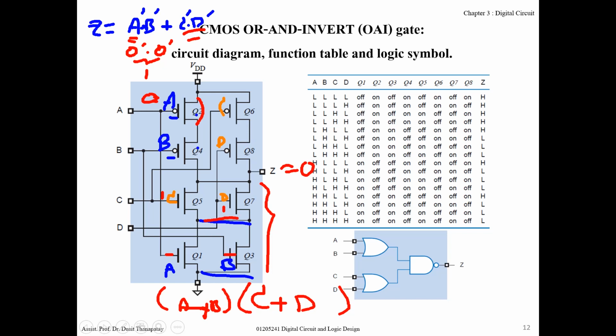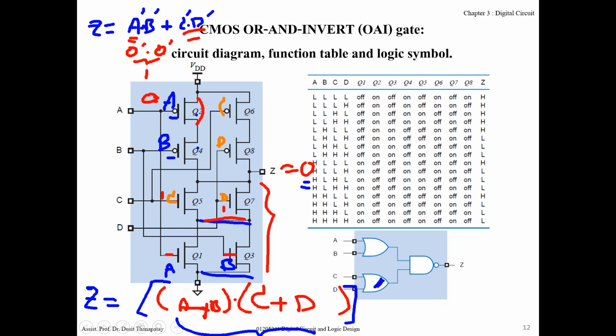And because this and this connect in series, you add this one. And don't forget, this condition can make the output become 0, so you must invert the output of this to complete the function. Namely, if you apply A, B, C, D with 1, 1, 1, 1, to make the result Z become 1, you must invert all of this expression.